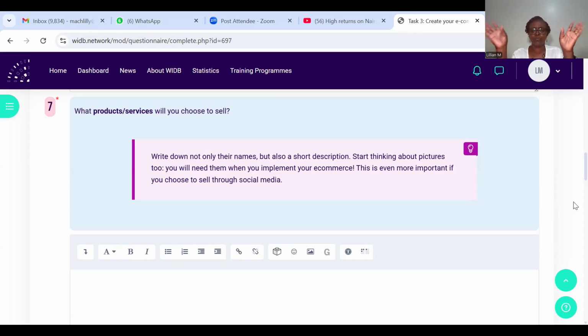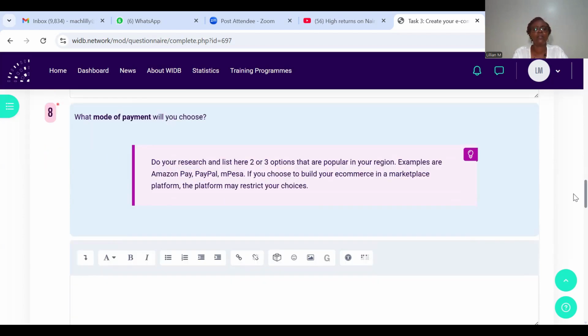Short descriptions of your products. You're the one who knows them. And you also know the reason why people want to buy those kinds of products. So use those words in the description for your product. Don't just list them as names. And also, what mode of payment do you choose? What do you normally use when customers buy from you?